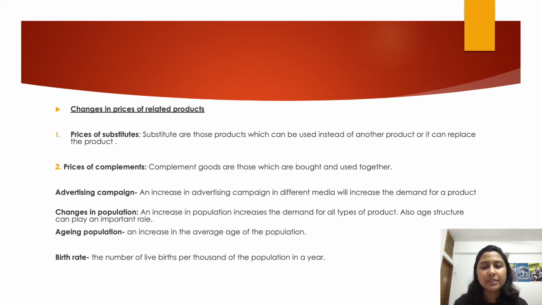Next, we have prices of complements. Now what are complements? Complements are goods which are bought and used together. For example, we use a car and fuel together, because without fuel a car won't work, right? Say we are buying a car. The price of the car is quite affordable for us, so we have no problem with that. But what happens is the price of the fuel increases, which also affects the car.